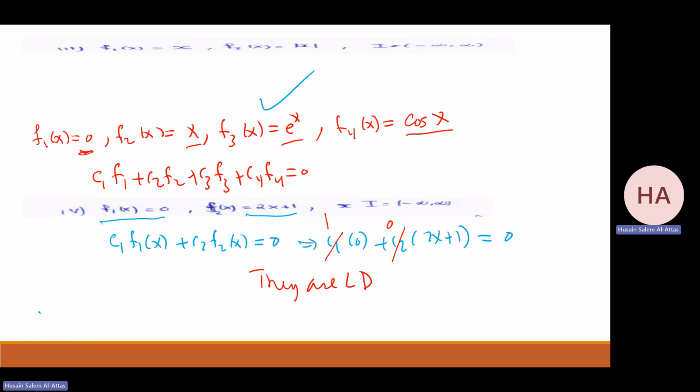Because what I will do, I will take all the C's to be zeros, this 0, this 0, this 0. But this one, I take it a value, because 1 times 0 is 0. Or take it 3, take it 10, who cares? So for sure, I can have a linear combination where not all C's are zeros, and let's make it equal to 0. So because of that, they are linearly dependent. So if one of the functions is a 0 function, for sure, this collection of functions will be linearly dependent.